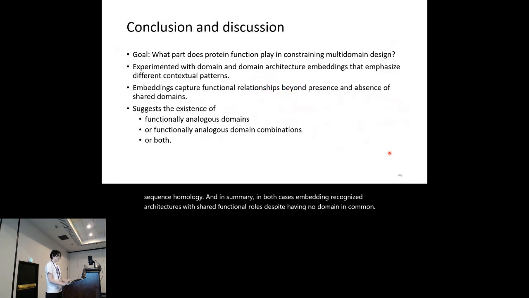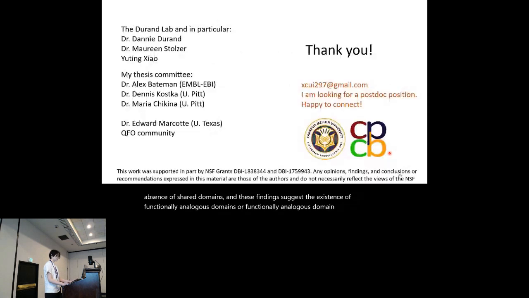So to conclude this talk, the goal is to understand what part protein function plays in constraining multi-domain design. We experimented with domain and domain architecture embeddings that emphasize different contextual patterns. We found that embeddings capture functional relationships beyond presence and absence of shared domains. And these findings suggest the existence of functionally analogous domains or functionally analogous domain combinations, or both.